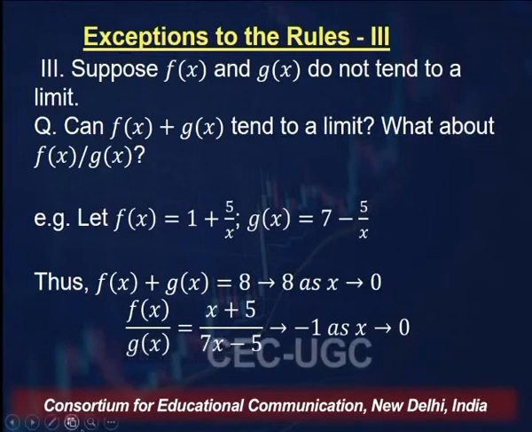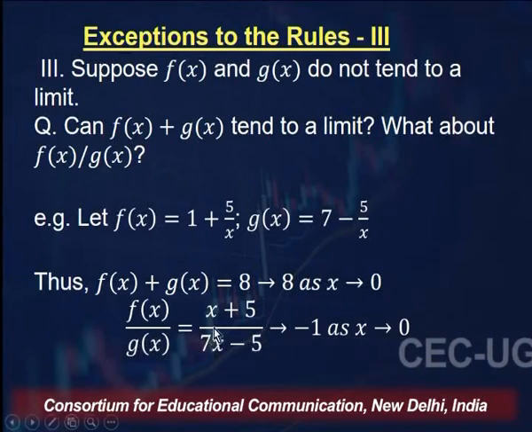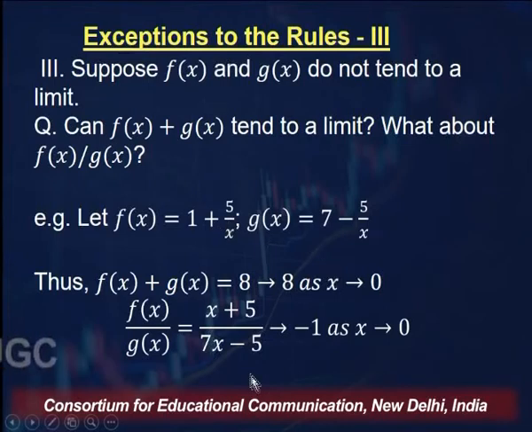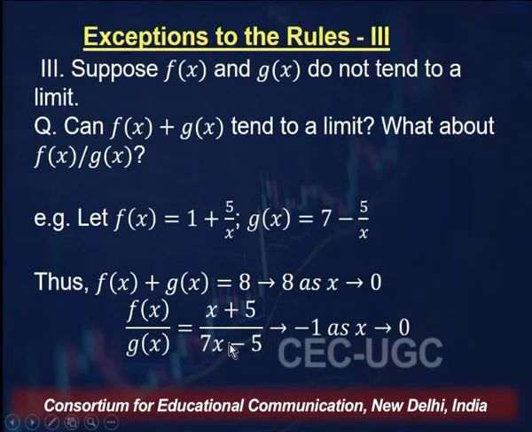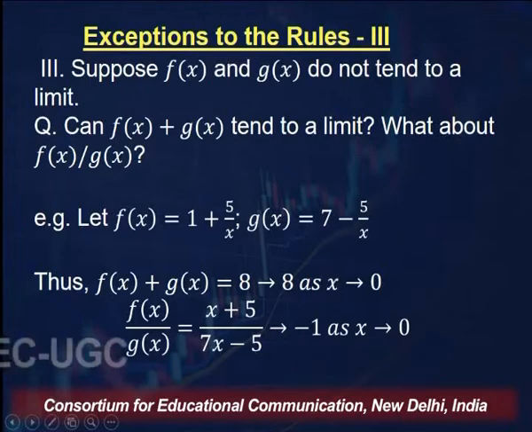Similarly, if I take the ratio f divided by g, that's going to be equal to x plus 5 divided by 7x minus 5, and that you can see clearly tends to minus 1 if I get x to go to 0. Okay, so this is also something you should take note of, these kinds of situations, that individually f and g may not tend to a limit, but f plus g can tend to a limit. Okay, now what we'll do in the time that is left, I'll go over some practice problems which will quickly walk you through the various rules that we have developed.